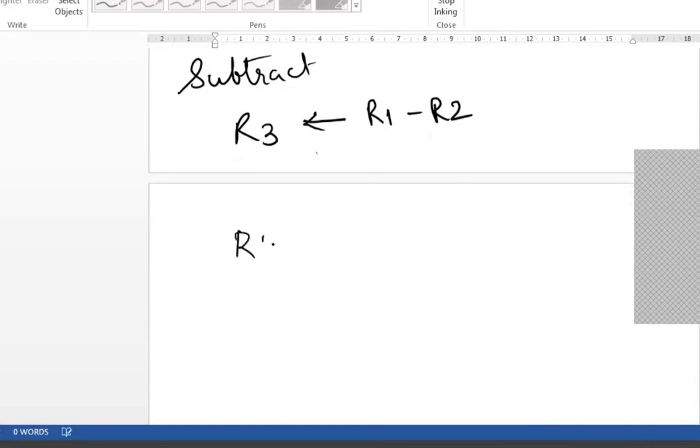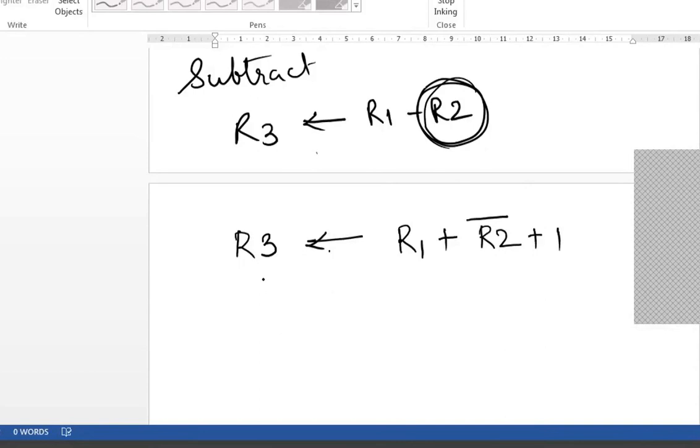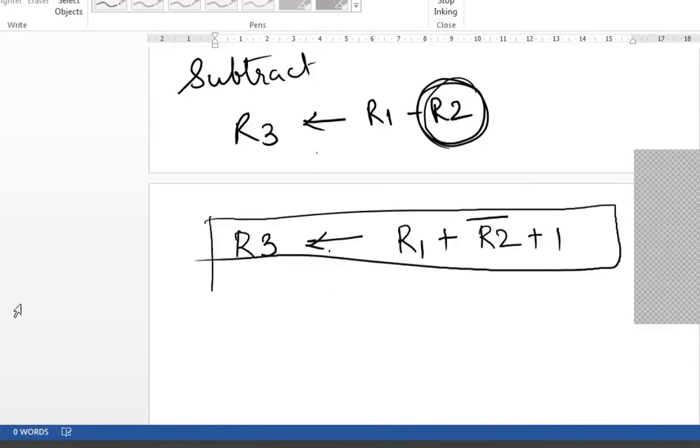So how would I change my operation over here? I'll write like this, R1 plus 2's complement of R2. What is 2's complement of R2? 1's complement plus 1. Okay, so this is one micro operation which would perform subtraction. So from this we can see that subtraction micro operation can also be performed using addition micro operation.